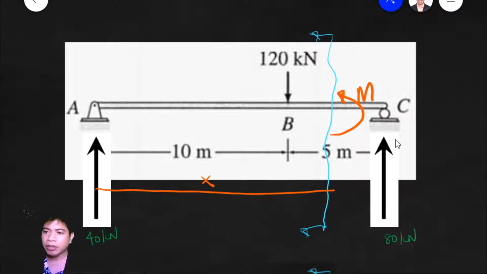Okay, so nandito tayo, guys, sa ating beam ulit. So bali yung ating pangalawang boundary condition na gagamitin is itong support na to. So that is at x equals to 15. At x equals to 15, obviously, ito ay roller na support, so hindi siya pwedeng magkaroon ng deflection dito. So at x equals to 15, yung deflection is also equal to 0. So yun yung gagamitin natin na second na boundary condition.